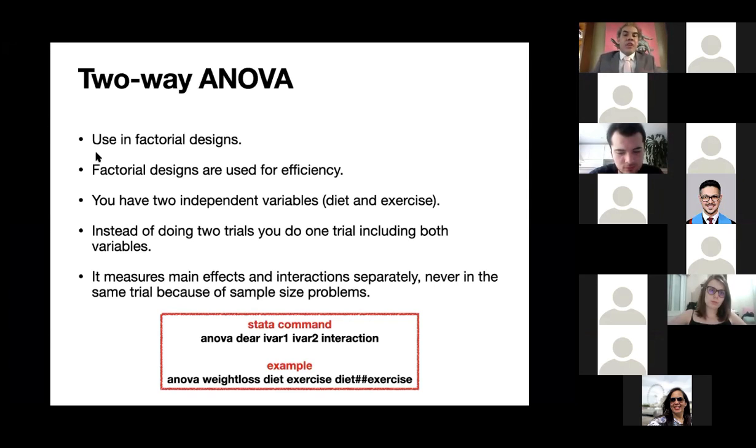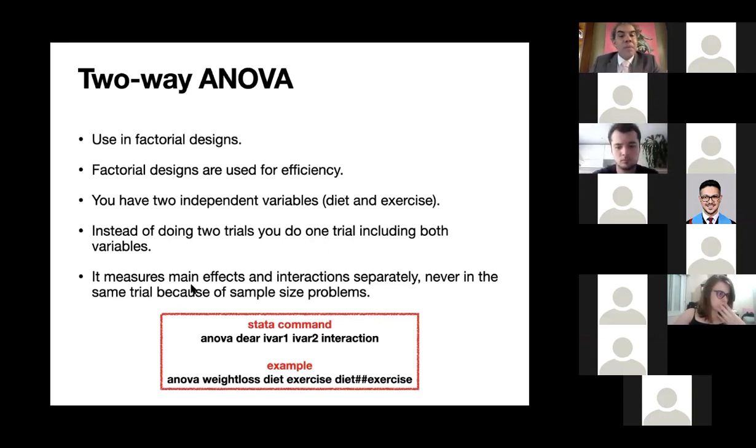Factorial designs are used for efficiency. In factorial designs, you have two independent variables. For example, you can test diet and exercise and one output. For example, I want to see if diet decreases my blood pressure. But I also want to know if exercise decreases my blood pressure. So instead of doing two trials separately, I'll do one trial which includes these two independent variables. Instead of doing two trials, you do one trial including both variables.